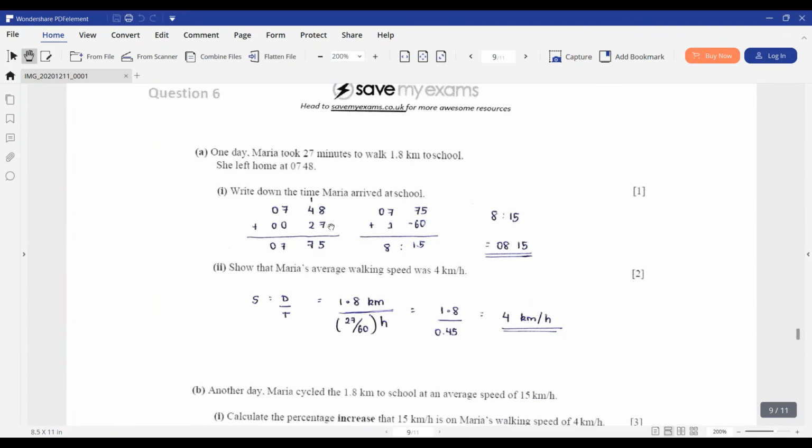Question 6. One day, Maria took 27 minutes to walk 1.8 kilometers to school. She left home at 7:48. Write down the time Maria arrived at school.